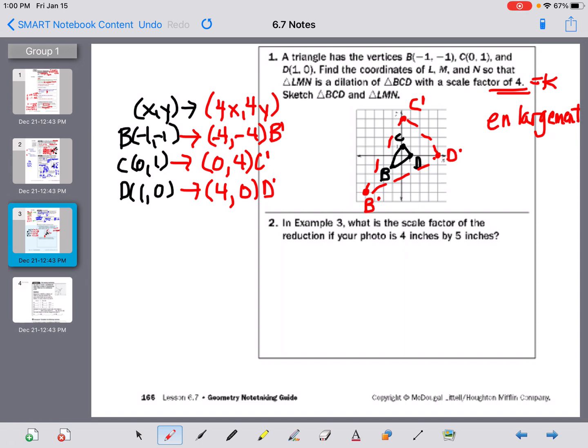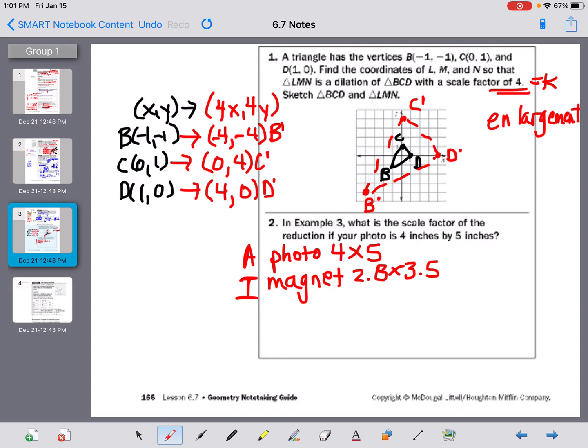All right, in example 3, what is the scale factor of the reduction if your photo is 4 by 5? So just kind of organizing what we know. This time, my photo is 4 by 5. And my magnet from up above was going to be 2.8 by 3.5, okay? Remember, my photo is my actual, and my magnet is my image. And I want to find my scale factor, okay?